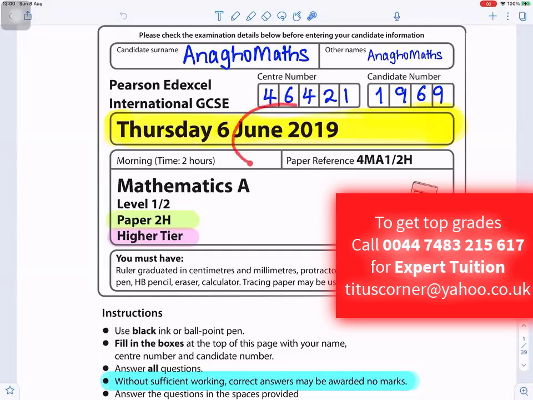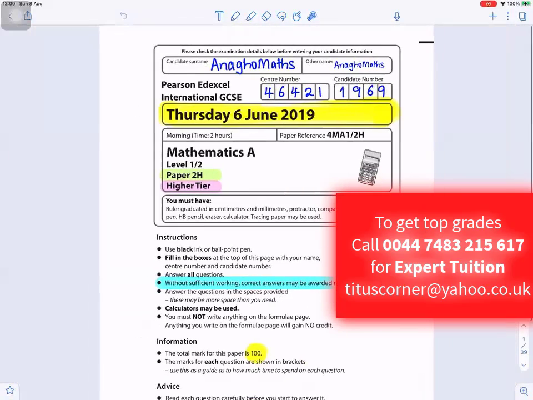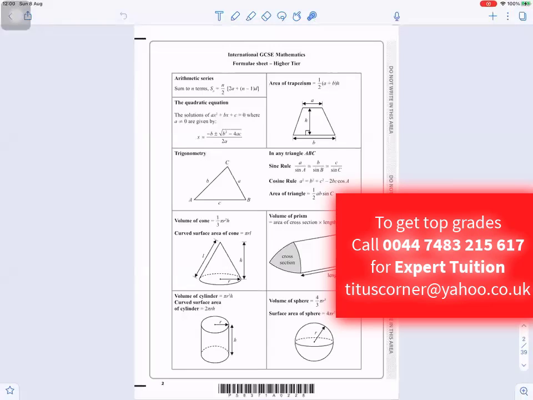June 2019, Mathematics A, Paper 2H, higher tier. Total marks 100. Without sufficient working, correct answers may be awarded no marks. International GCSE Mathematics, a formula sheet, higher tier.